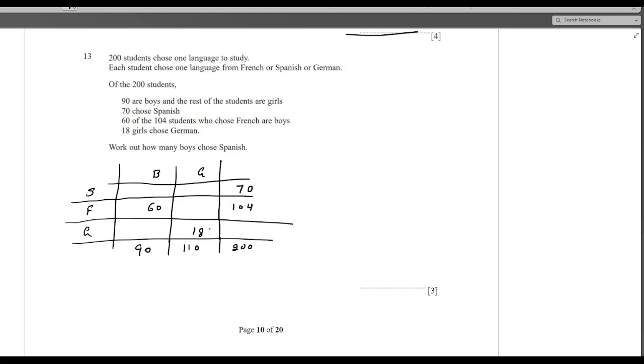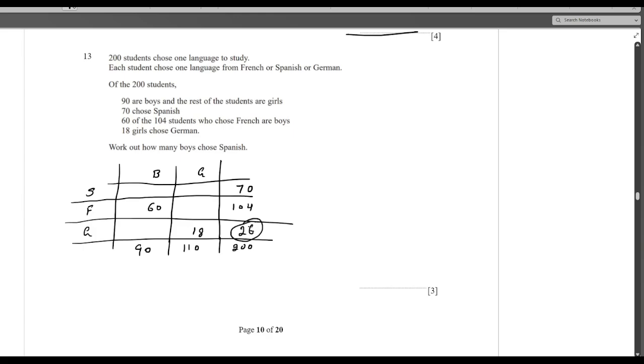First we can find out the total number of students who took German. So it is 200 minus 104 minus 70. The sum of all these three is going to be 200. So here the number of students who chose German is 26. Okay, this we found out.